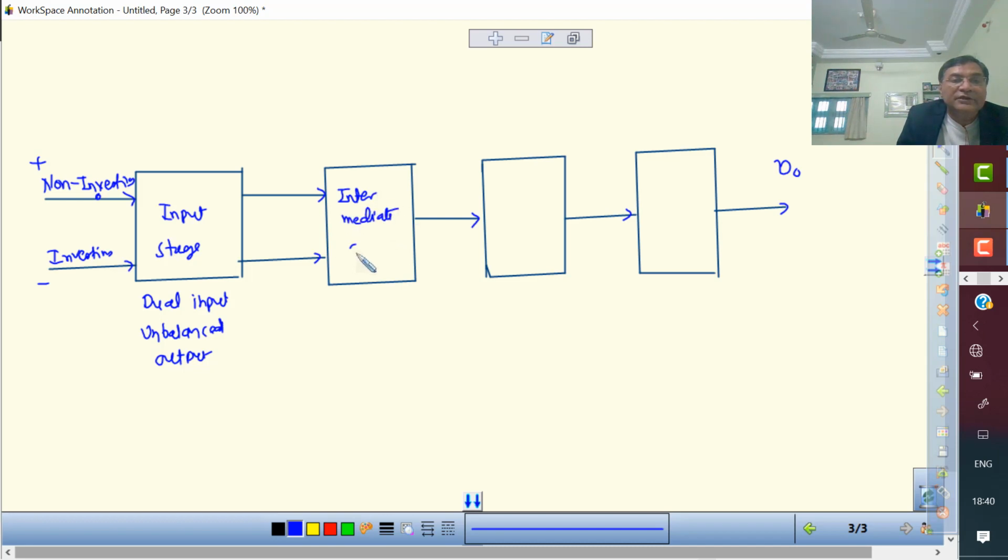Intermediate stage. Okay, dual input but unbalanced. Sorry, unbalanced. Unbalanced output. This is balanced output. And then this is called level shifter.